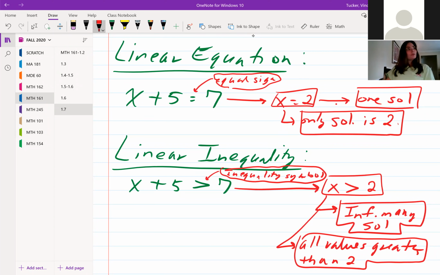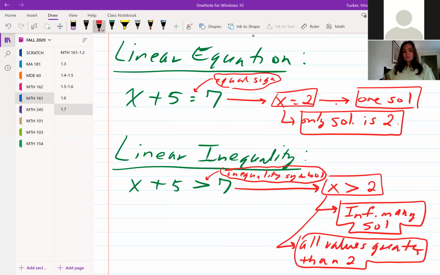So remember, a solution is a value that makes your statement true or makes your equation true. So when is x plus 5 equal to 7? That's when x is equal to 2, because 2 plus 5 is equal to 7. In your inequality, you're saying when is x plus 5 greater than 7? So that's when x is greater than 2. You have infinite amount of solutions to plug in.